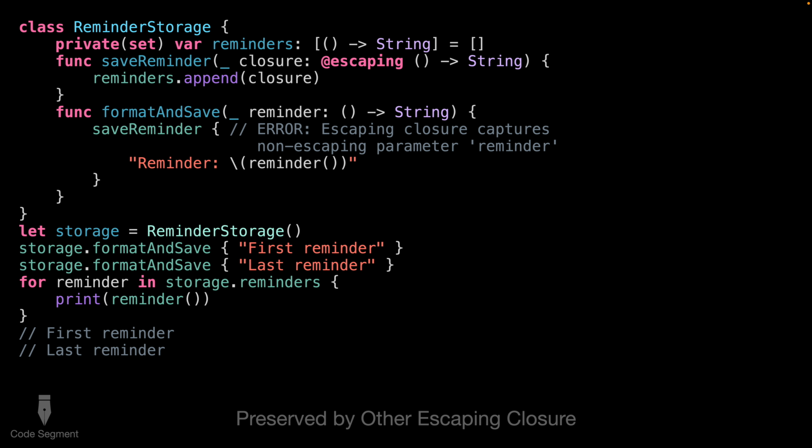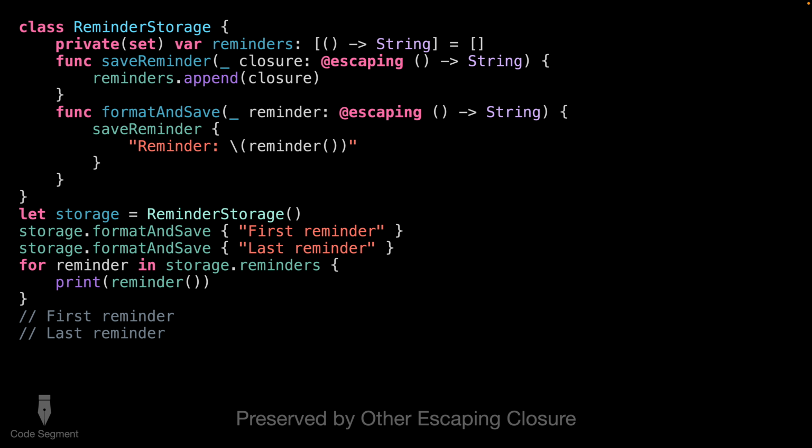If save reminder's closure was not escaping, if it wasn't stored somewhere, then you don't need the escaping keyword on it, and you also wouldn't need an escaping keyword on format and save, and you'd get no error, right? Because there's no risk that you're going to create a strong reference cycle that way. You're just creating a nest of closures that never have the potential to point back to something. Or they have a chance to point back to something, but they're not being held onto by it. Anyway, so to solve this, we just put escaping, as before. And this will compile, and it will print first reminder and last reminder.